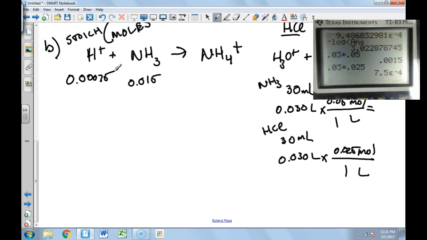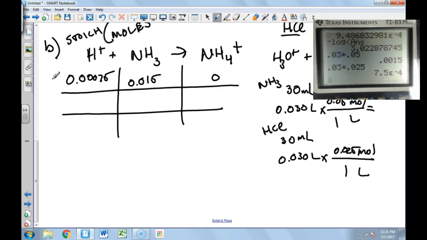Okay, so, and then this is 0. We haven't made that yet. So now we do our stoichiometry step, ICE, and so this is your limiting reactant, so it's minus all of this, so this is going to be 0, and so this is minus 0.00075, this is minus 0.00. That number is incorrect. I wrote it down wrong.